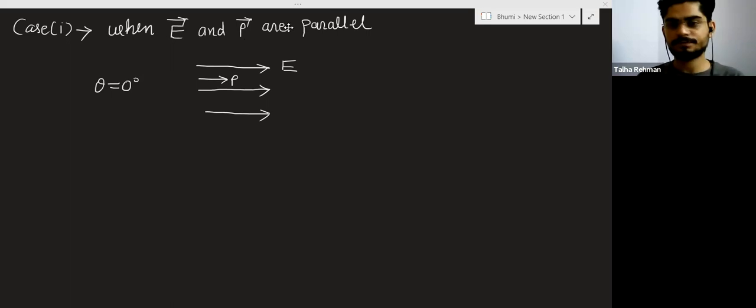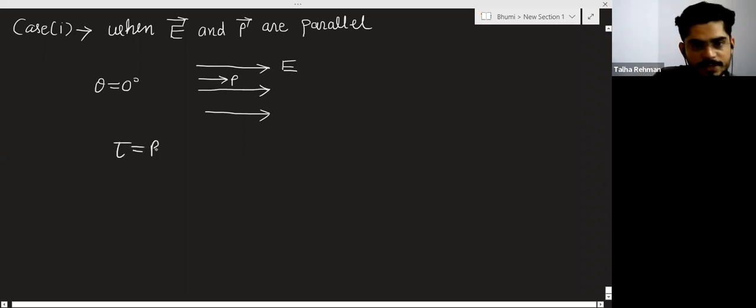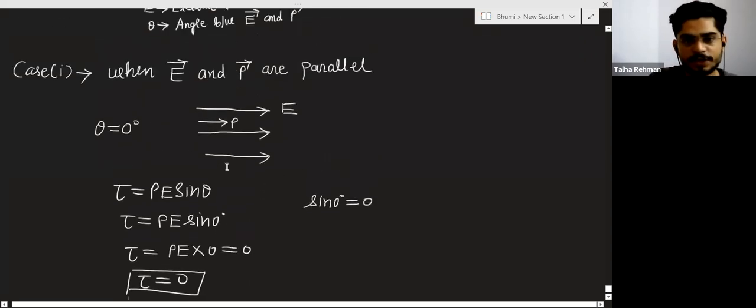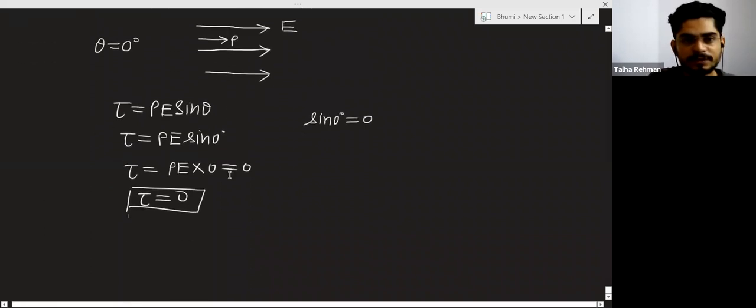We have torque is equal to PE sin theta. So in this case, theta is 0 degree, so we place sin 0, and the value of sin 0 is 0. So torque is PE into 0. In this case, the torque is 0 when electric field and dipole moment are parallel.